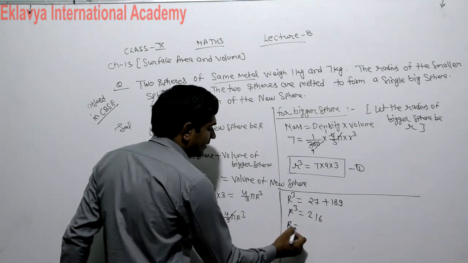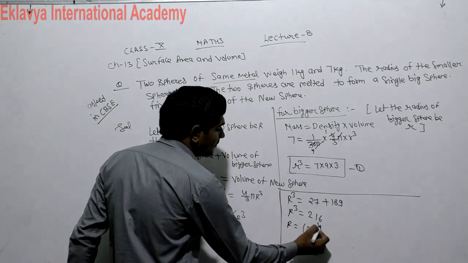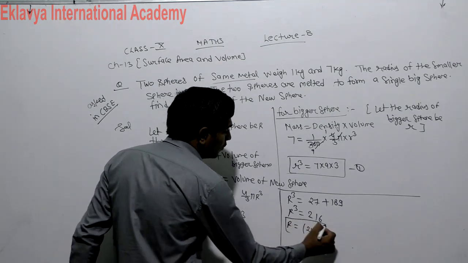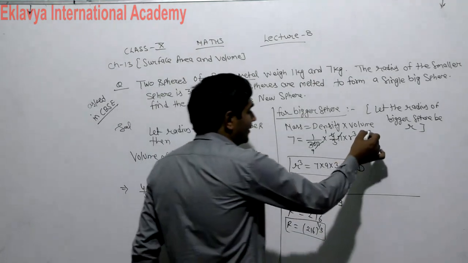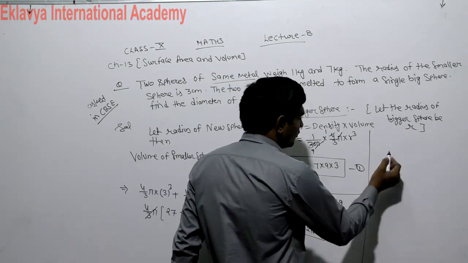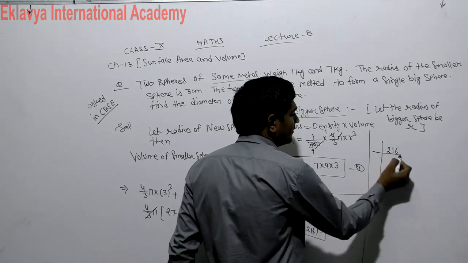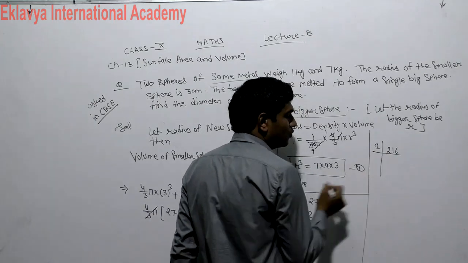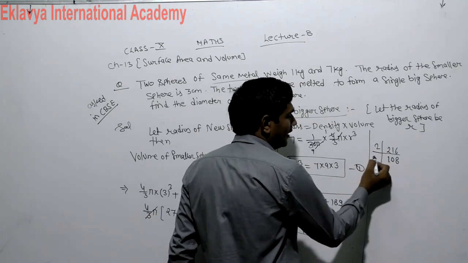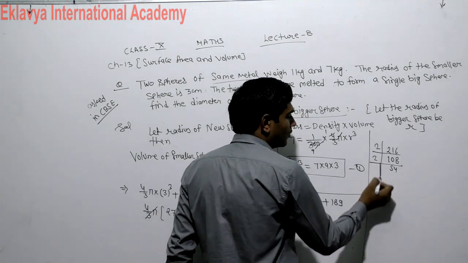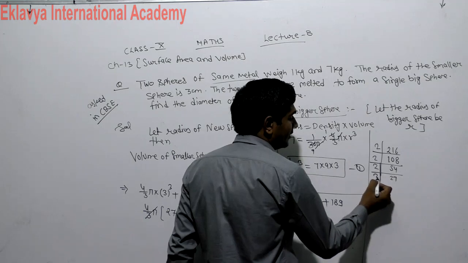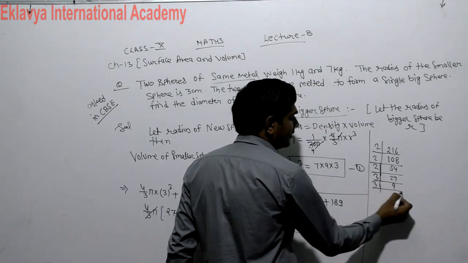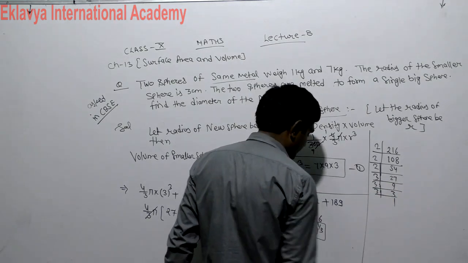So r is equal to 216 power 1 upon 3. So how will we find the cube root of 216? By the prime factorization method. So by the prime factorization method, firstly divide by 2: 108, 2 54, then 2 27, 3 9, 3 3, then 1.